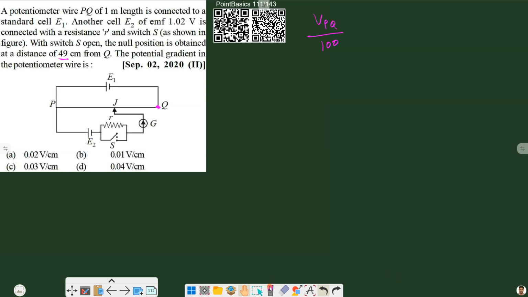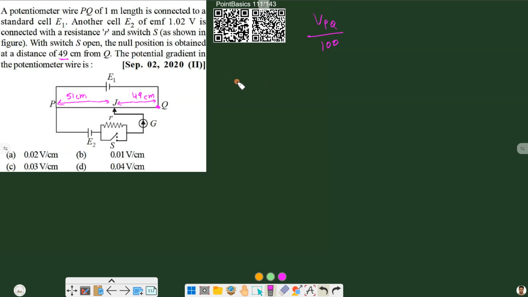Now as per this part of the question, when switch S is open, the null position is obtained at distance 49 from the Q. So we can say this value of JQ when S is open for balance condition is 49 centimeter, and the value of PJ is 51 centimeter.